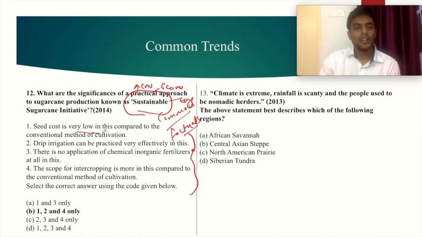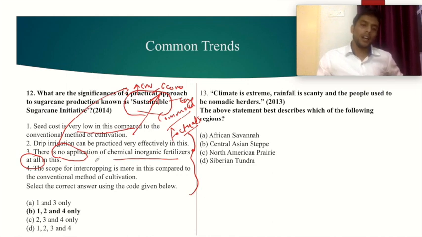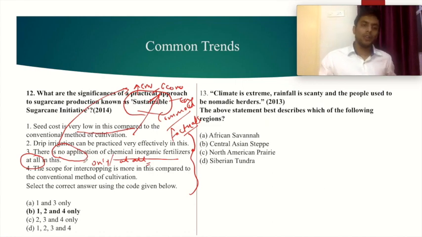Now, seed cost is very low in this compared to the conventional. Of course, it is economically sustainable. Drip irrigation, of course, is environmentally sustainable. There is no application at all of chemical inorganic fertilizer. Especially it has been seen that if they tell you about 'only' or 'at all', these are extreme statements. They could be wrong most of the time because they do not fit the logic. Now see, if I want to sustain the sugarcane initiative, and we all know India has 60% of its region under rain-fed agriculture, right?